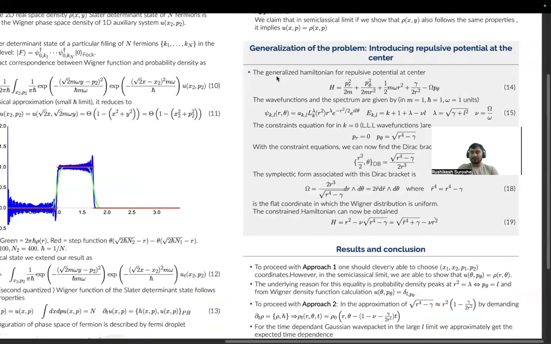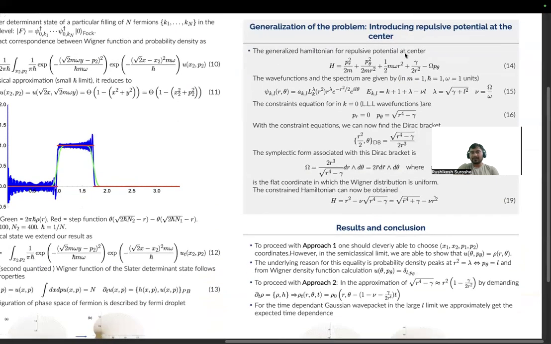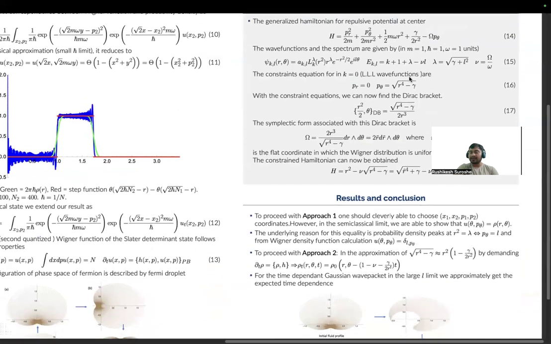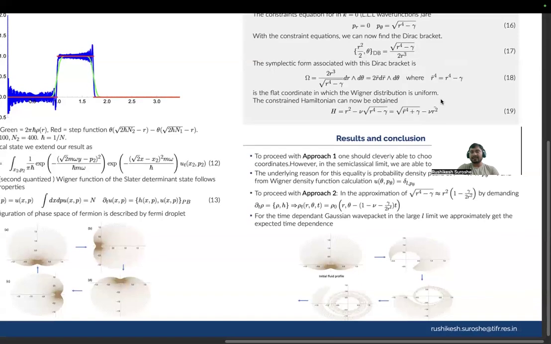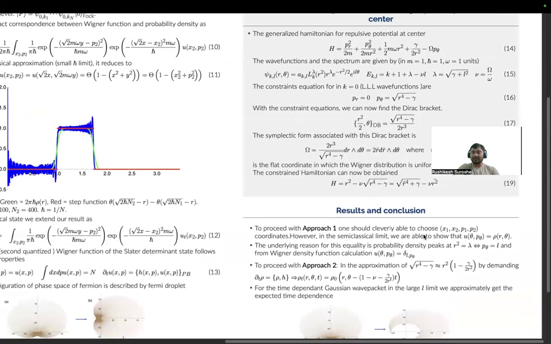In the last minute, I want to go to my generalized problem, where I add this gamma upon r squared term. We have exactly the same dependence, but our constrained Hamiltonian is not very easy. Hence, our goal is to find some clever way to find x1, x2, p1, p2 which will simplify this constrained Hamiltonian. However, in the classical limit, we are able to show that u(theta, p theta) equals rho(r, theta). The underlying result for this equality was that the probability density peaks at r squared equal to lambda, which implies that the angular momentum should be equal to L. And this exact result we got from the Wigner phase space density.